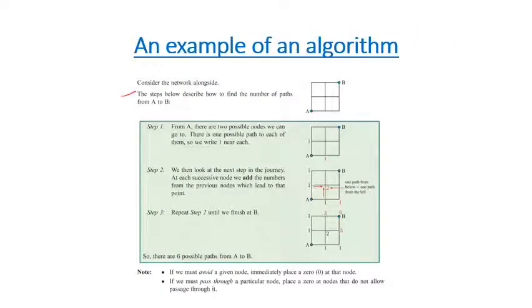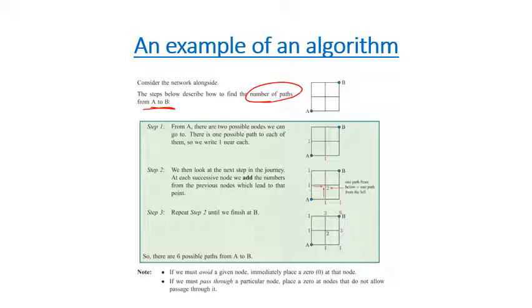So let's have a look at an example here. We have a network alongside, and we want to find out the number of paths from A to B. So we're starting at A, we're finishing at B. Now, like I said earlier, briefly, we can trace them all, which is great, or we can do something called an algorithm.